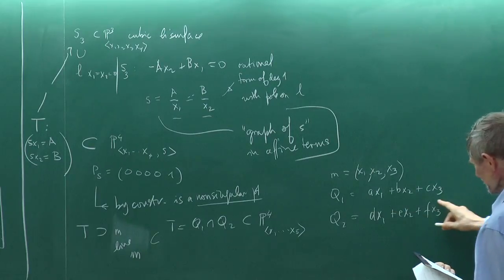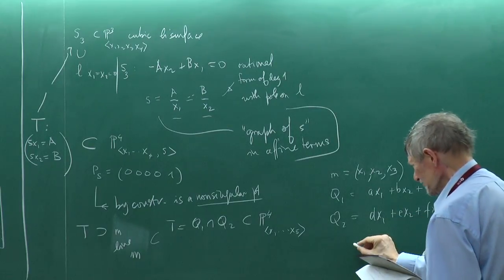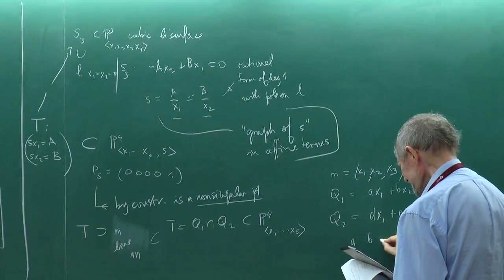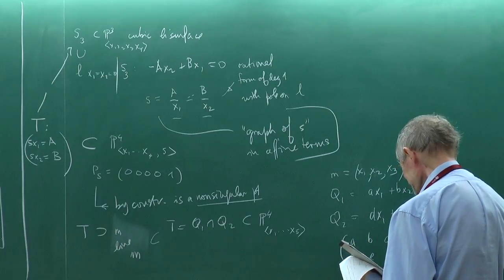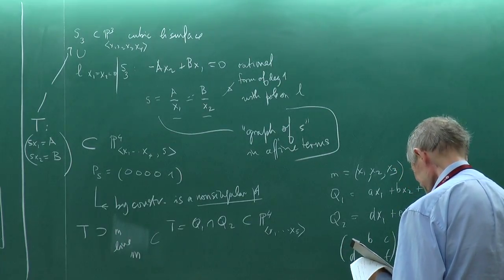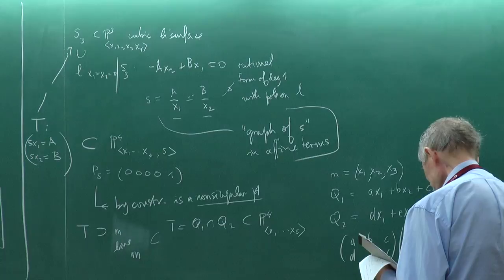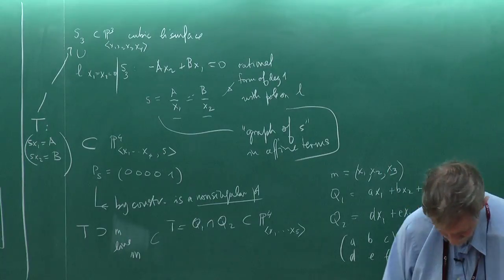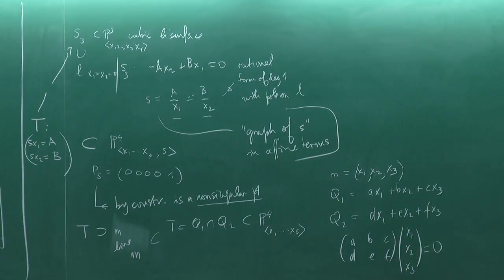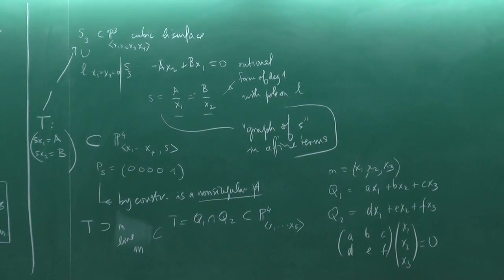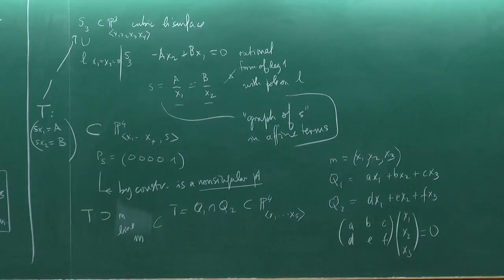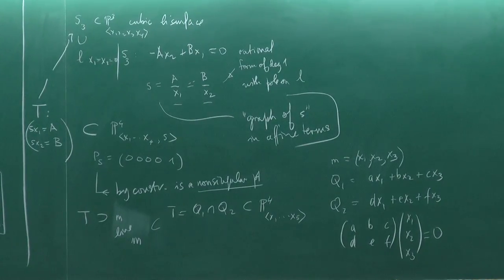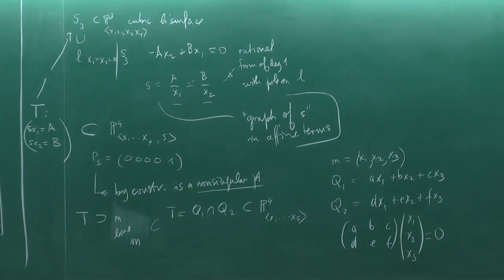So let's take these equations here and write them in the form of the matrix A, B, C, D, E, F times x1, x2, x3 equals 0. Yeah? Completely harmless rewriting of the equations. However, now I have 3 independent variables and 2 linear equations between them. And we know how to solve that.